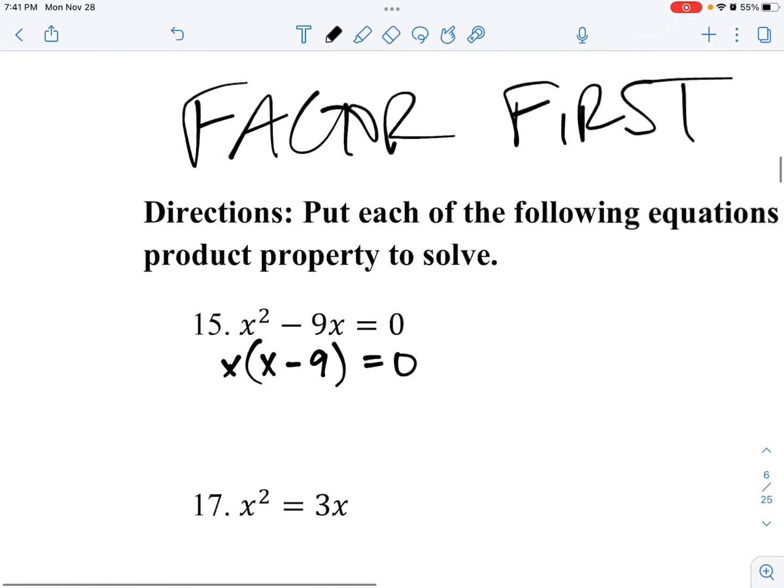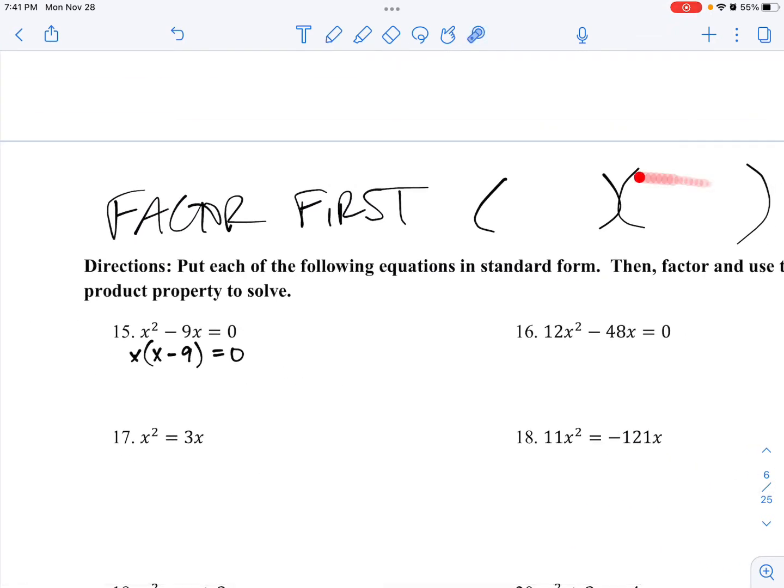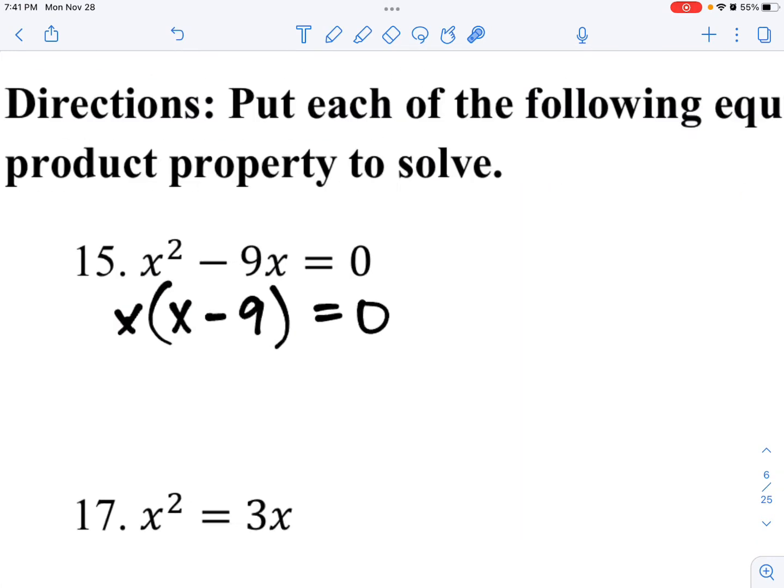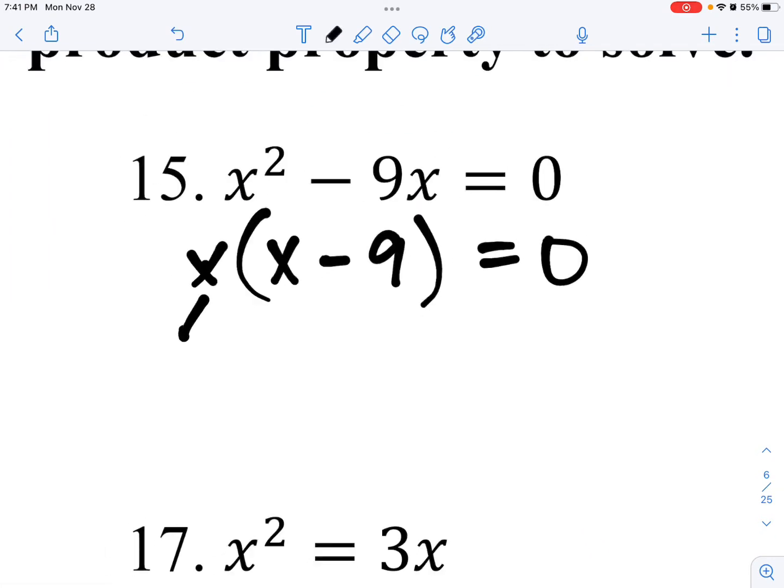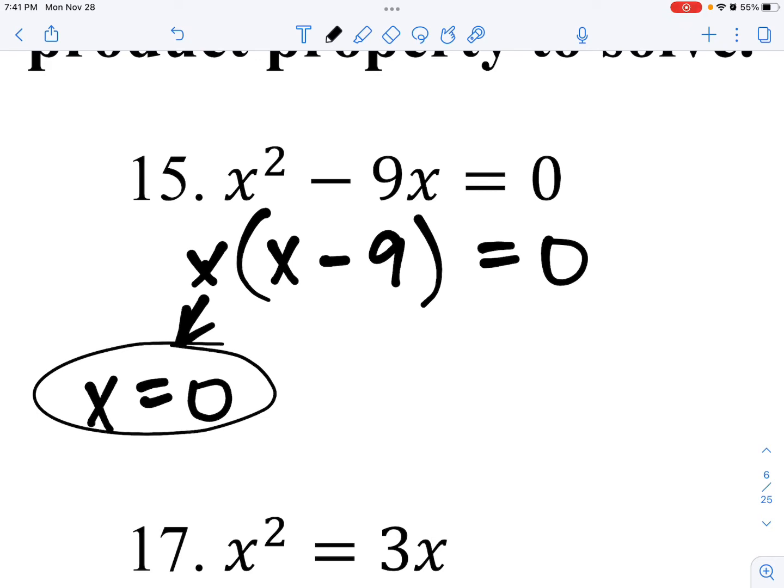Okay, now, cool, it is factored. Look, this is what I'm looking for. I'm trying to get everything as factored as I can. Now it's factored, and now I think I know how to solve this. I'm going to set this thing equal to 0. And yeah, there's nothing to actually solve, but that is one of my answers. Remember, if there's an x hanging out there, you can still set that equal to 0. And then this one, x minus 9 equals 0.